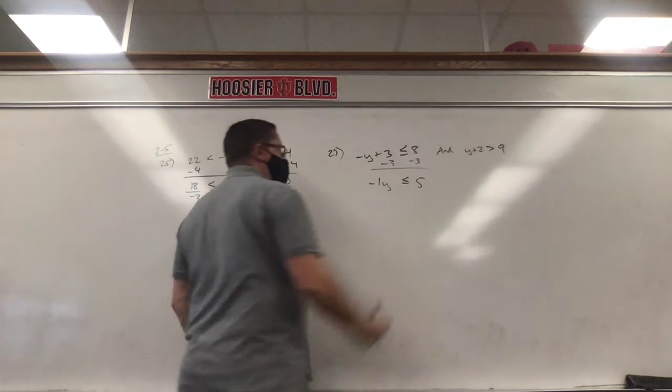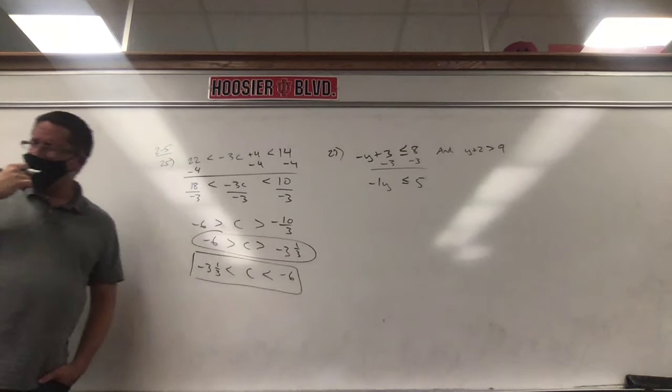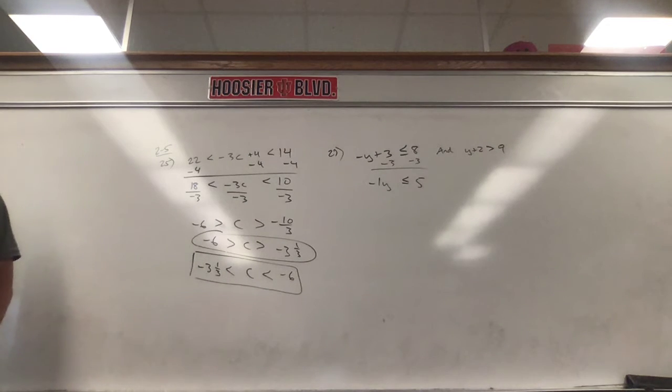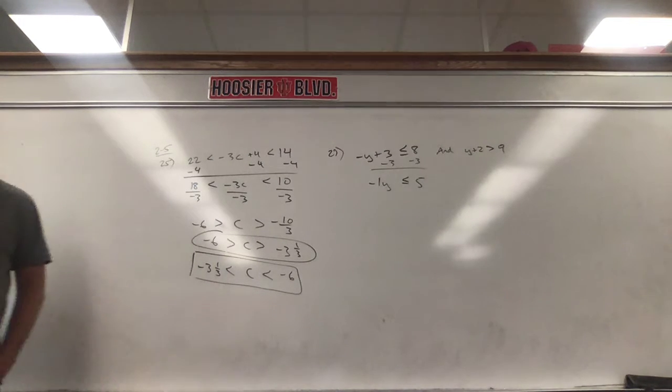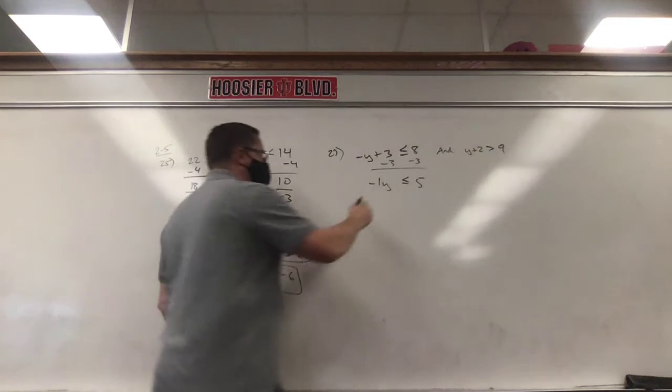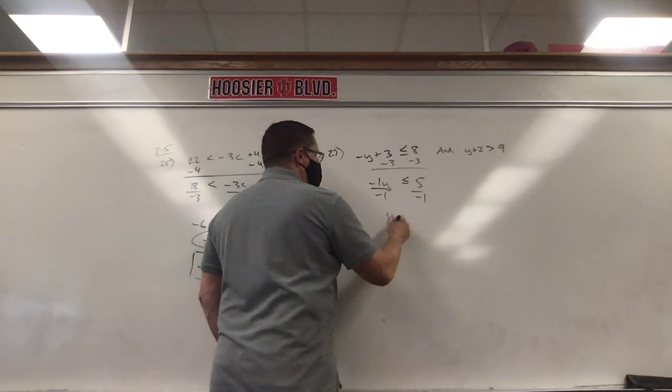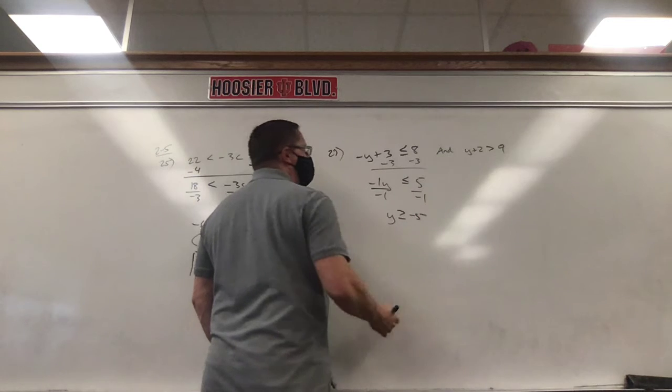8 minus 3 is 5. And then what do we do? Divide by negative 1. Divide by negative 1, so you switch the sign. So we've switched it around. So y is bigger than or equal to negative 5.